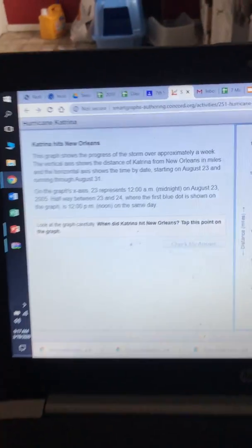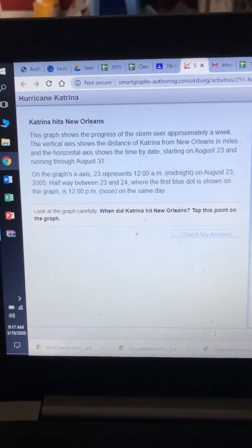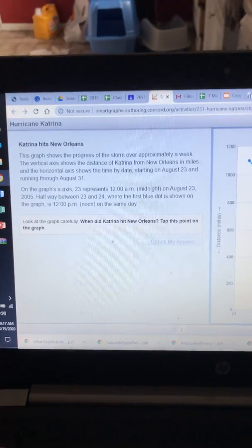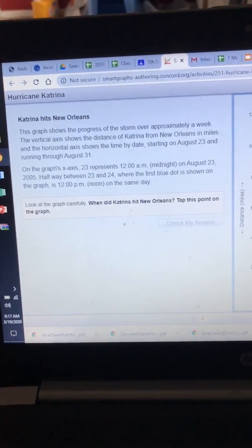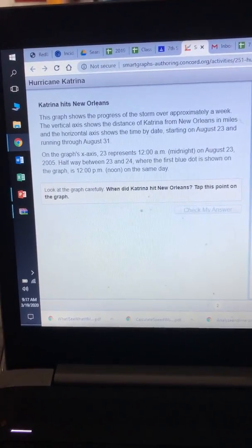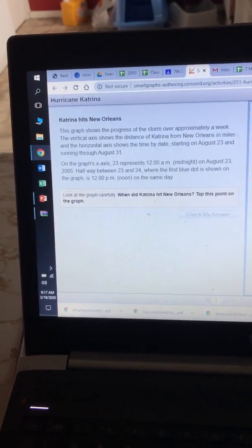Hang on, Crosby. Okay, this graph shows the progress of the storm over approximately a week. The vertical axis shows the distance of Katrina from New Orleans in miles, and the horizontal axis shows the time by date, starting on August 23rd and running through August 31st.